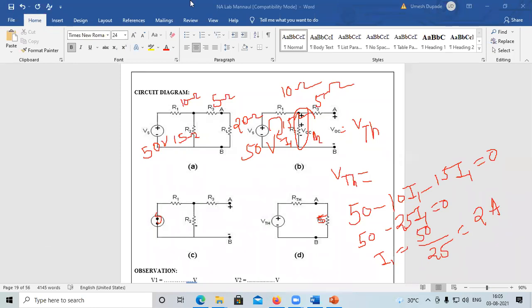बरोबर का? Hello? Yes, sir. Okay. So current I1 is equal to 2 ampere.